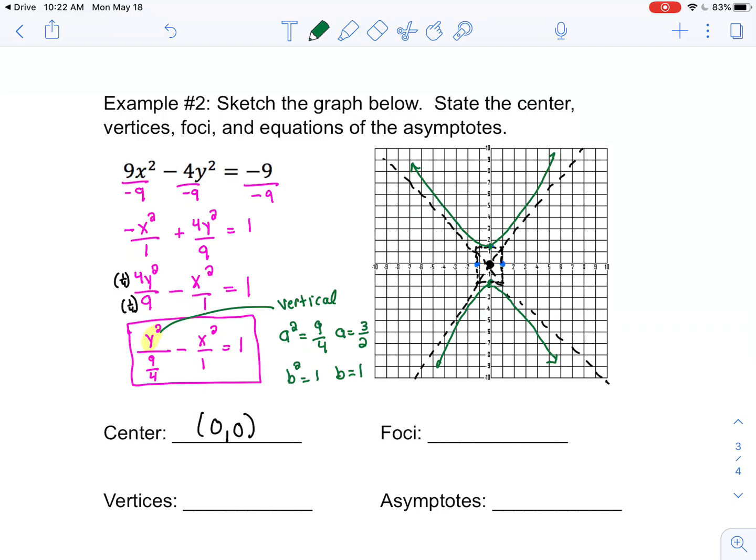So now I need to state my vertices. So my vertices, I'm going to use my a value. It's the distance from the center to the vertices. I moved up and down rather than back and forth, so I'm going to have vertices at 0 plus or minus 3/2.